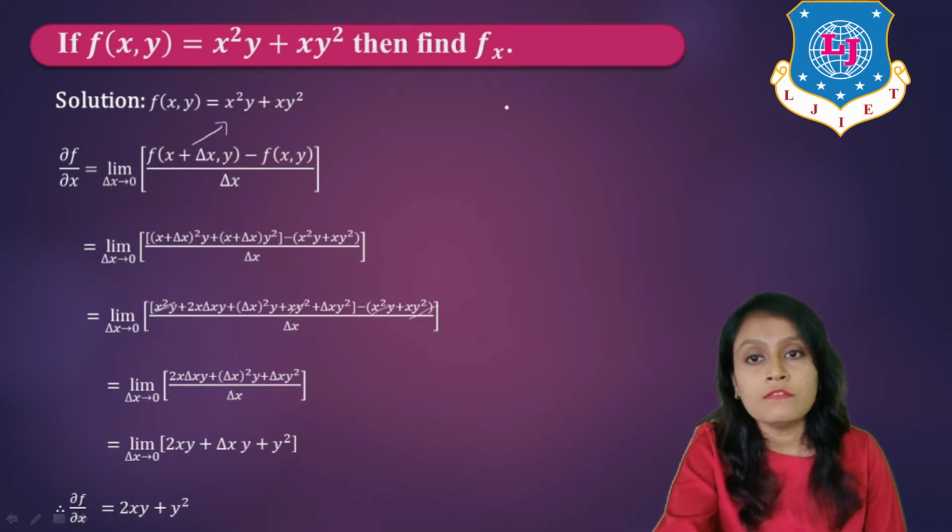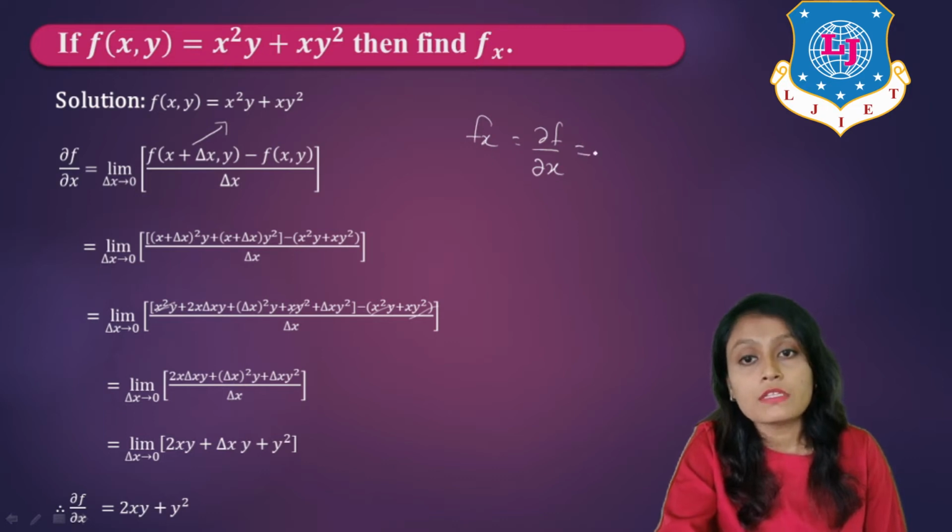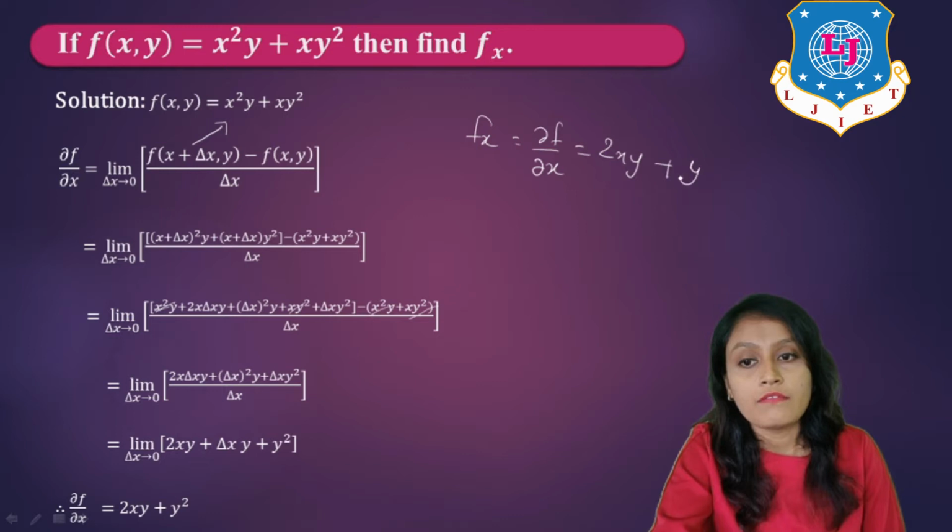Now if you want to solve simply, fx, that is del f by del x. When we are solving with respect to x, y we will keep constant. So derivative of x square is 2x, so here you will get 2xy, plus now again y square will remain constant and derivative of x is 1, so here we have y square. You can check the answer. And suppose if we want to find fy, that is del f by del y, so derivative of function f with respect to y, and x we will keep constant.